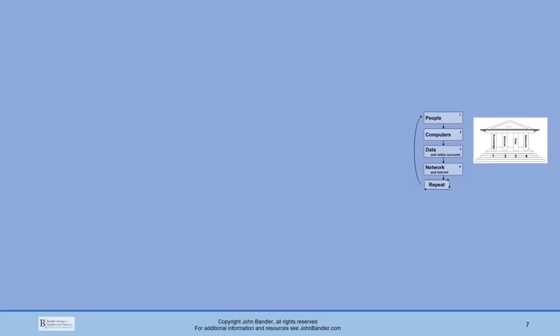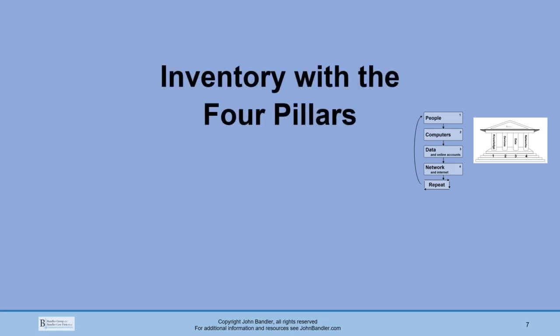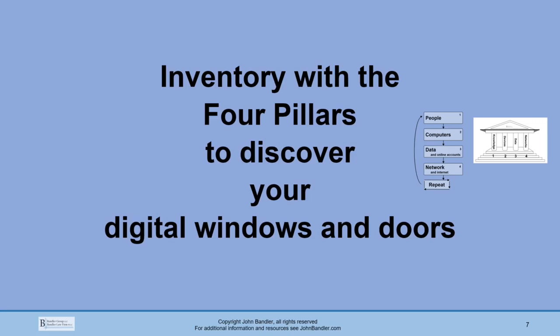To secure our digital systems, we can inventory with the 4 pillars of cybersecurity to discover our digital windows and doors. We can do this in our home and with our personal systems.